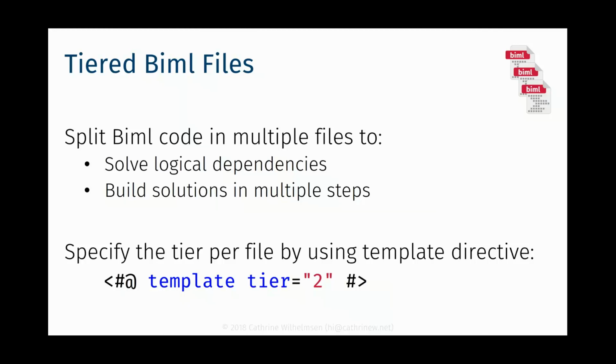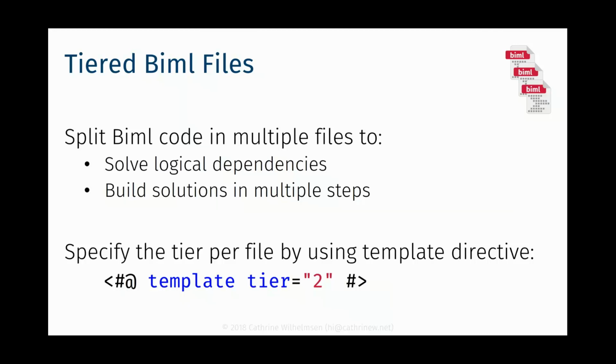All of those are steps that you need to take when you're working in SSIS, and you can kind of simulate that by splitting your Biml code in multiple files. And hopefully that will make a little more sense once you actually see the code in a few minutes. And the way you do that is by specifying the template directive. Again, this is a BimlScript code nugget that starts with the little @ sign, and you simply say template, tier, and then you give it a number.